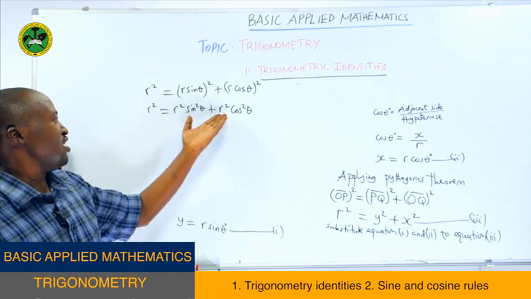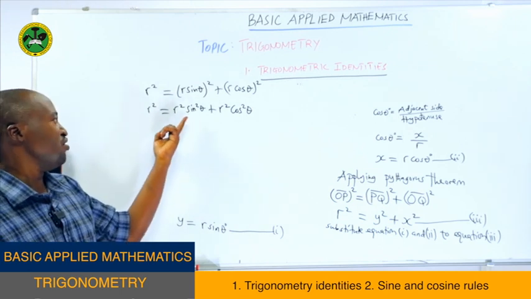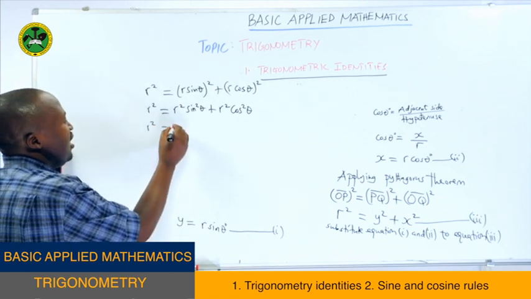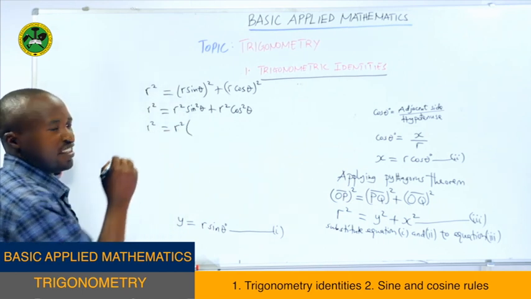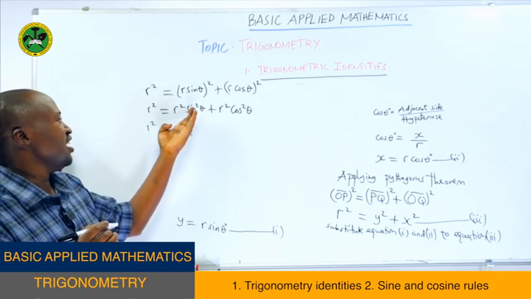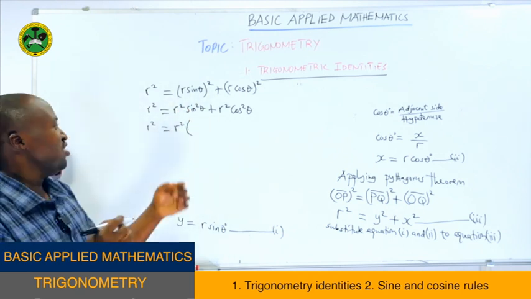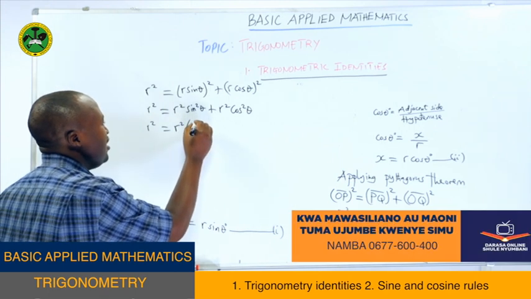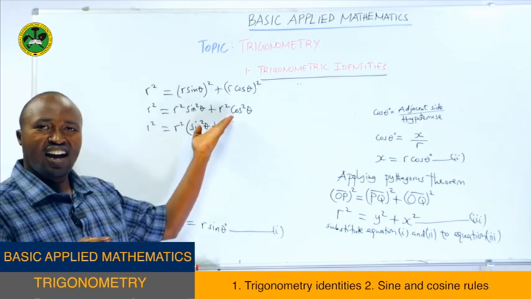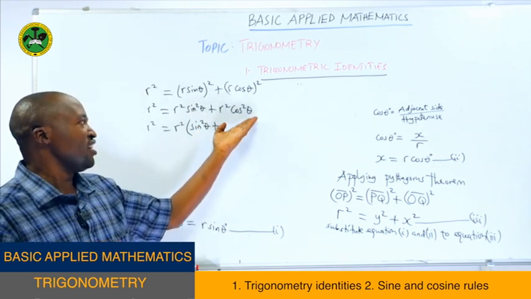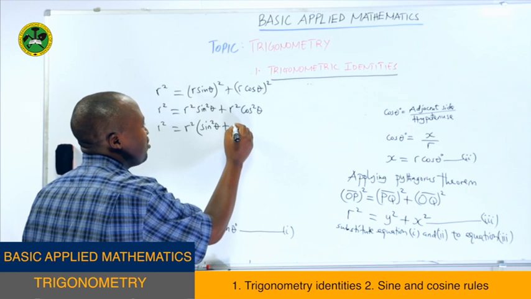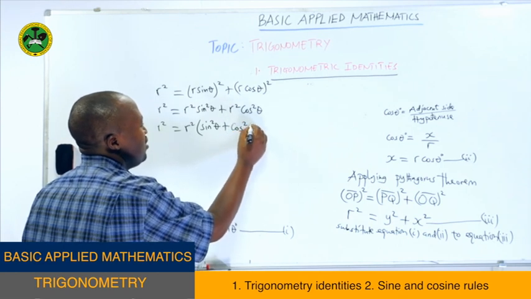Here r squared is common for sine and cos. So we write r squared out of the bracket. We are going to remain with, you take r squared sine squared theta divided by r squared, so we remain with sine squared theta plus, then again you take r squared cos squared theta divided by r squared, so the remaining is cos squared theta.